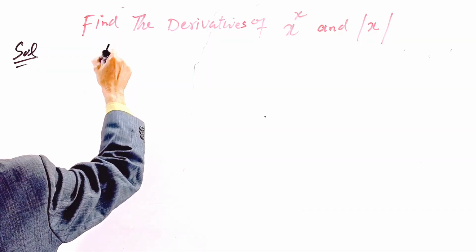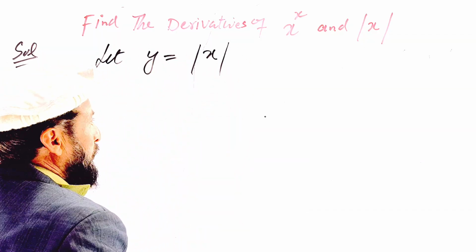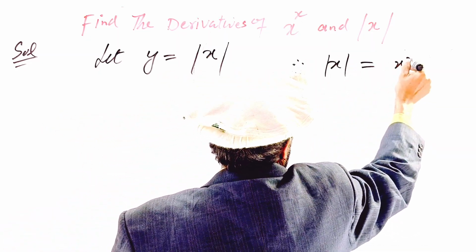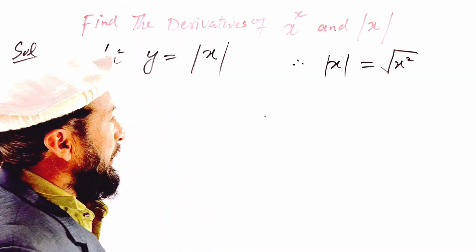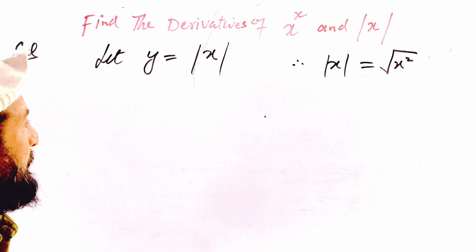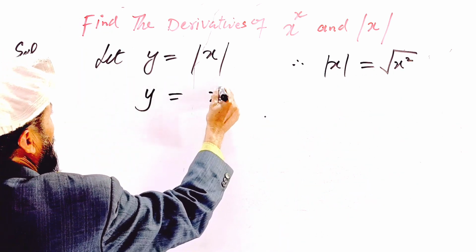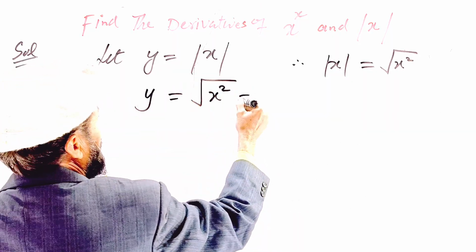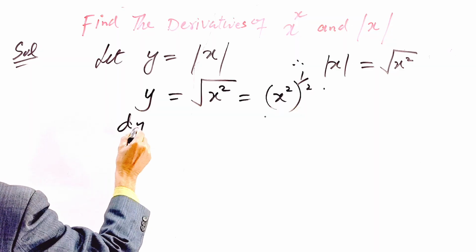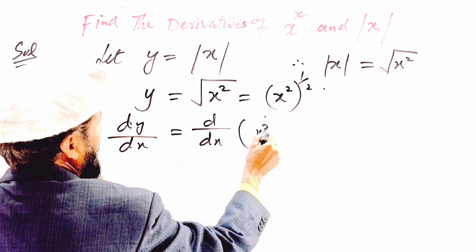Now x modulus, or x absolute. Let y be x absolute, or modulus. As we know, by the definition of absolute value, the absolute value of x is equal to the square root of x square. So we can write y is equal to x square to the power 1 by 2. Now we are differentiating with respect to x.